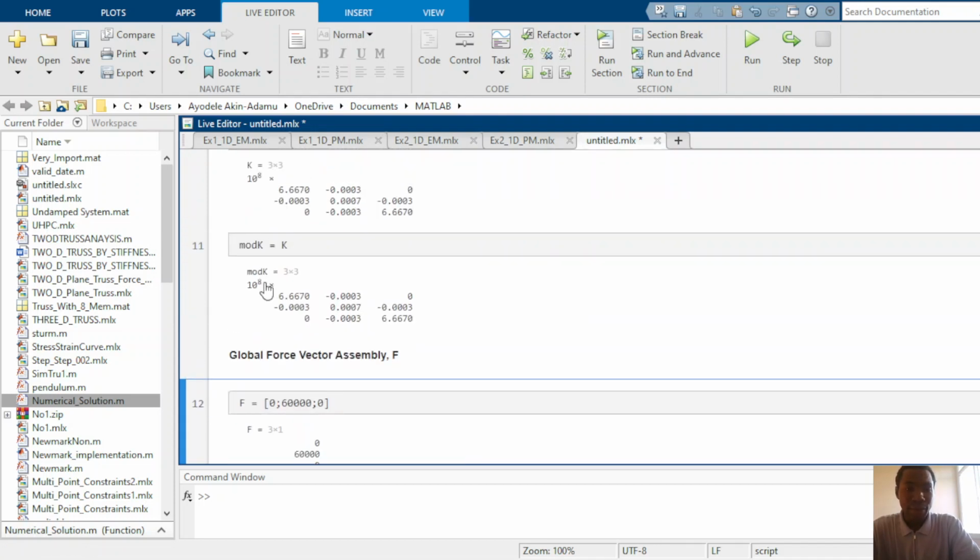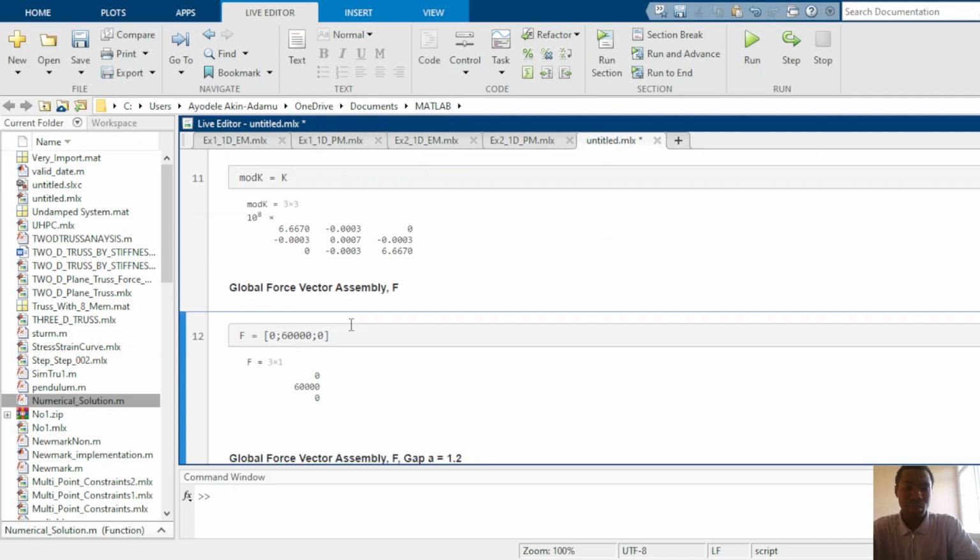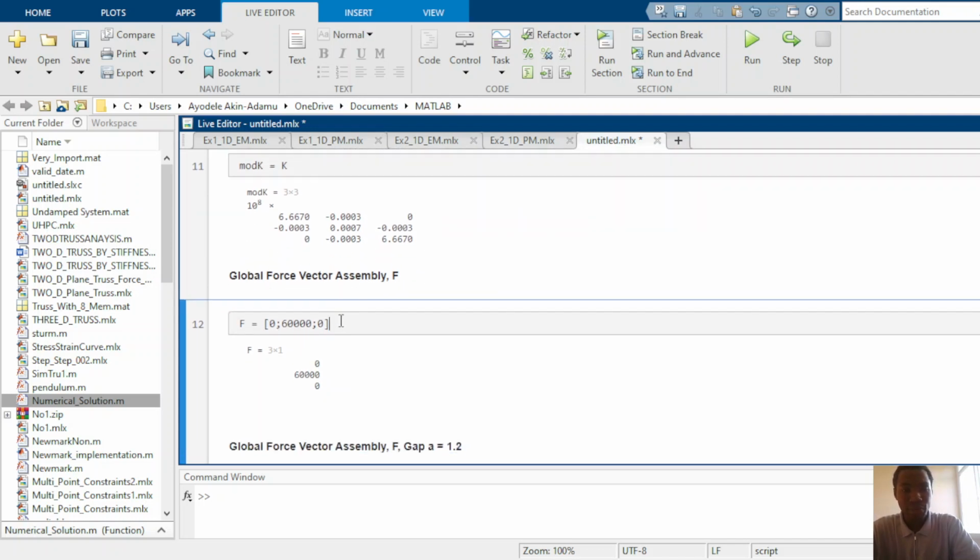Now, after we have defined our modified global stiffness matrix, we need to define our global force vector. And our global force vector is an array of the forces acting on the structural body. At node 1, we don't have any force on that node. At node 2, we have a 60 kilonewton load pointing to the right.